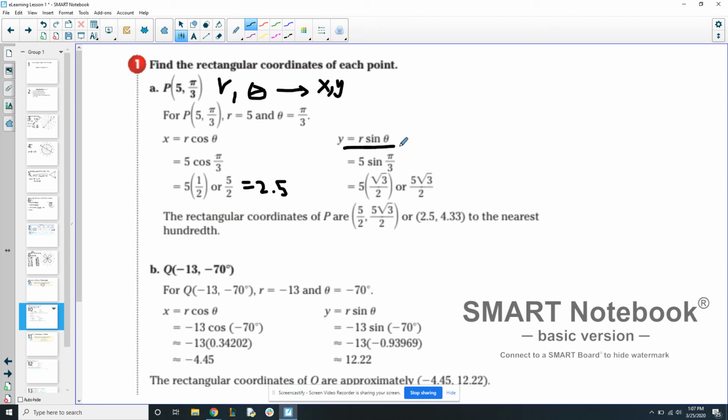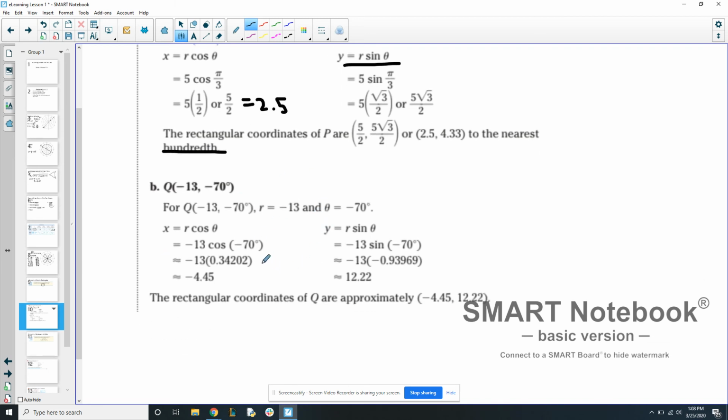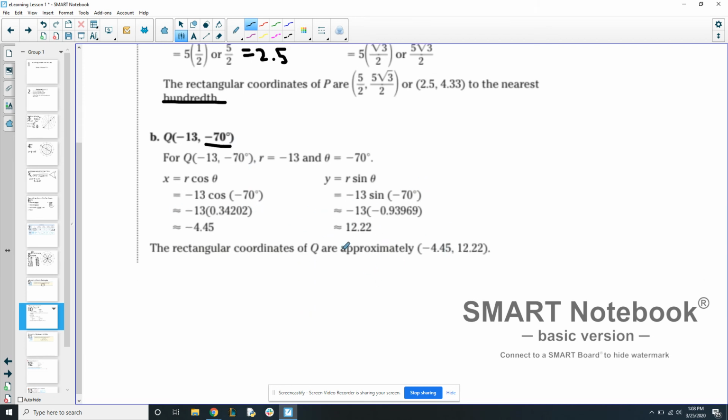The other one, for y, you use r sine theta, same process. 5 times sine of pi over 3, plug in pi over 3, go to our unit circle, I get square root 3 over 2. And I get 5 square root 3 over 2, which is 4.33, because again, we're rounding to the nearest hundredth. Here's a second example if you need it. Negative 70. You can just enter that in on a calculator and find those values, making sure your calculator is in degrees.